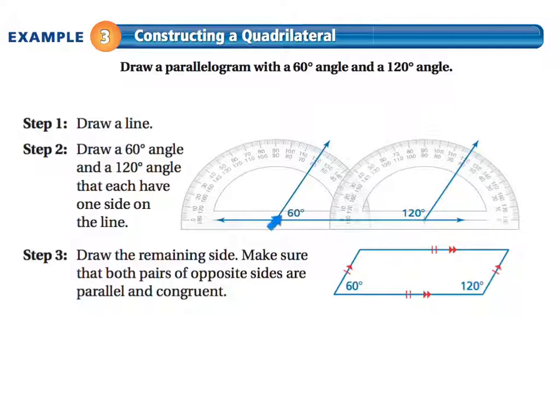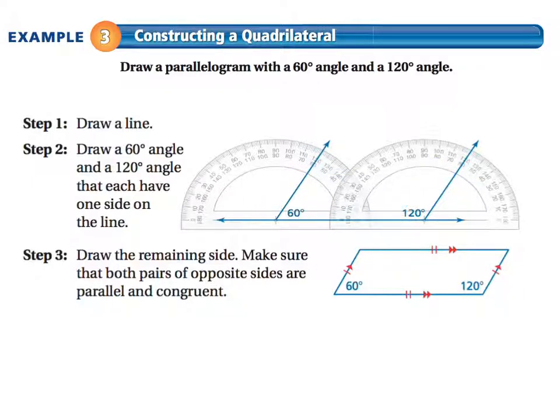From there, on the same line, you're going to slide your protractor to one side, and then you're going to make a 120-degree angle. And the 120-degree angle should go in the same direction as the 60-degree angle because you're drawing a parallelogram, so opposite sides should be parallel. Then you're going to connect, as you can see right here, a segment on these two rays to make a parallelogram.